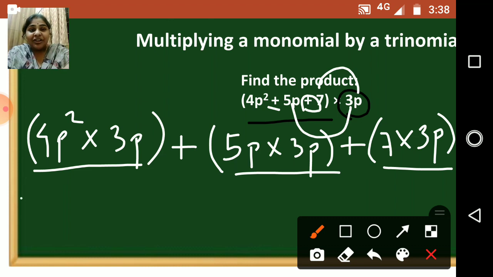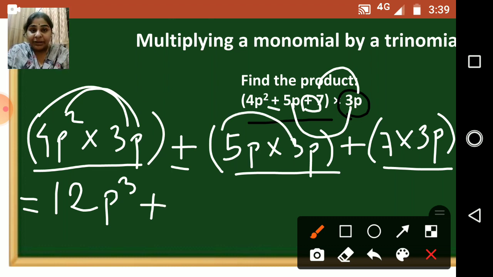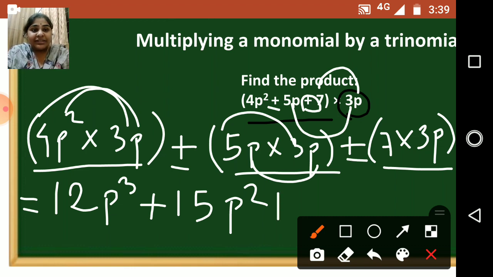If you write like this properly children, it will be very easy for you to understand as well as solve it. So now you will solve, we know how to solve monomial by monomial. We will first multiply the coefficients of the term, that is 4 multiplied by 3, that is 12, and p square and p will be p cube, right? Plus sign as it is. 5 multiplied by 3, that is 15. P multiplied by P will be P square. Again plus sign. Here don't forget it is addition.